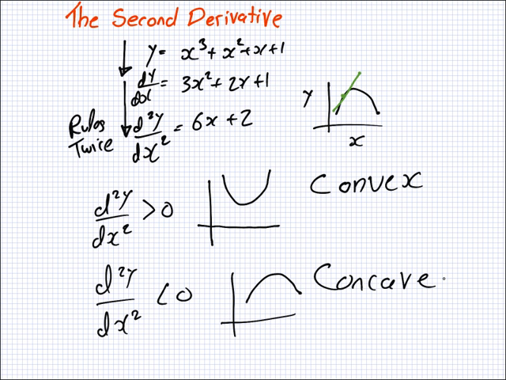Now you realize this is useful because if you know it's convex, then you also know you have a minimum. And if you know it's concave, then you also know you have a maximum. In this way we can know the nature of the point, whether it is a maximum or a minimum.